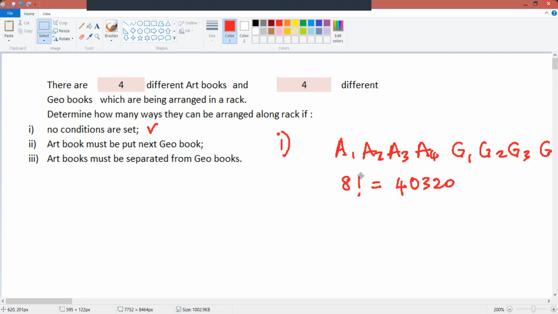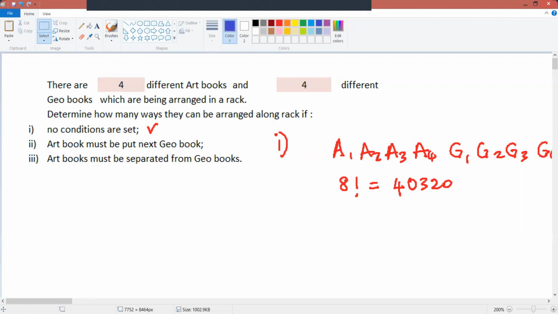Okay, so now let us have a look at the second part. The second part is that the art books must be put next to the geography books. So we set it like this first. We fix A1, A2, A3, and A4, and then there will be a vacant place between them, right? The empty place is where we should put the geography book. So this one we already preset. The geography books are going to be separated like that.